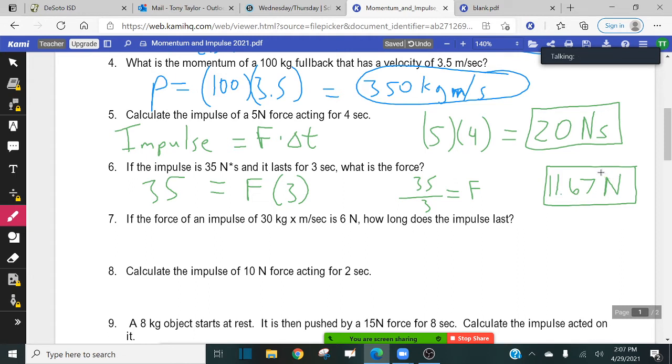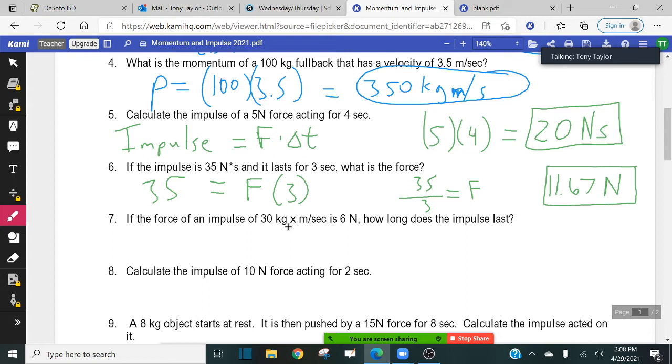Okay. Number 7, if the force of an impulse of 30 kilograms meters per second is 6 seconds, how long does the impulse last? So they tell us, by the way, guys, one of the things I want to say here, even though they tell us it's the value of the impulse, notice what they did here in terms of their units. They gave us the units for momentum. Now, technically, you are allowed to do that. And the reason why you're allowed to do that is because there's a direct relationship between impulse and momentum. And we're going to see in a moment what that relationship is. It turns out the two can be equated to one another. In a moment, we're going to see why that is.